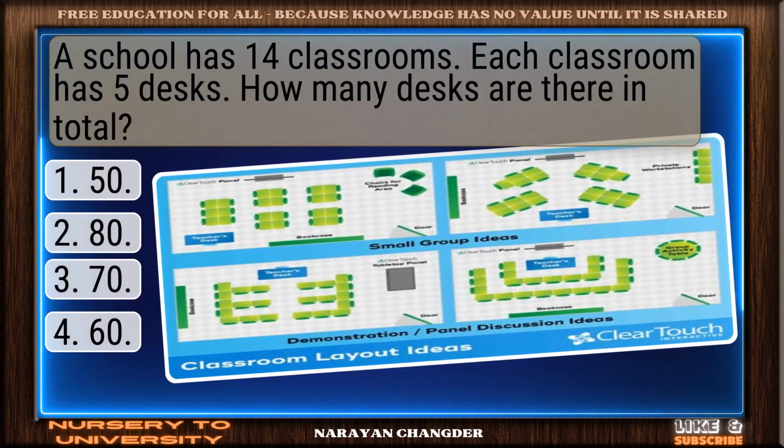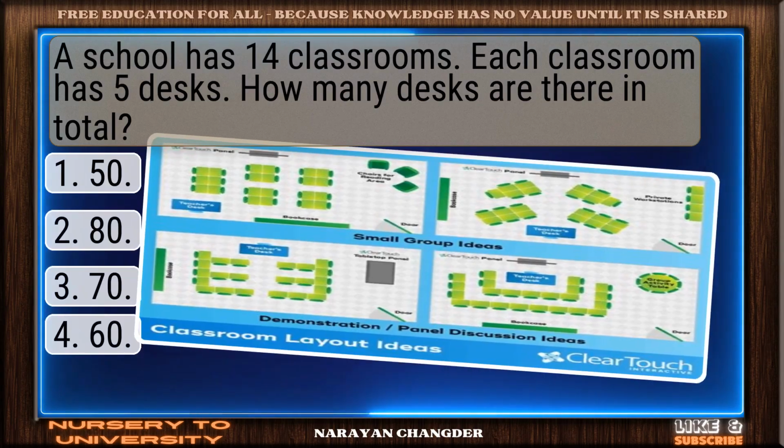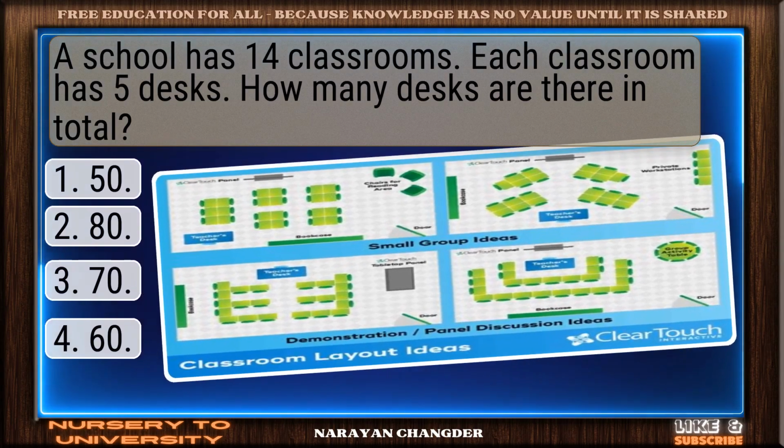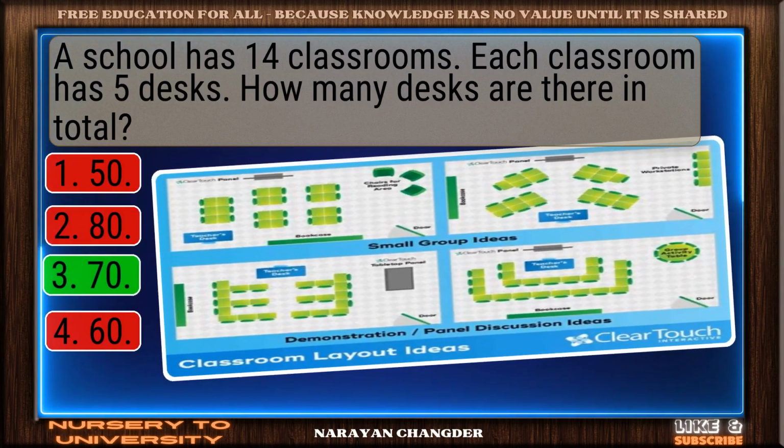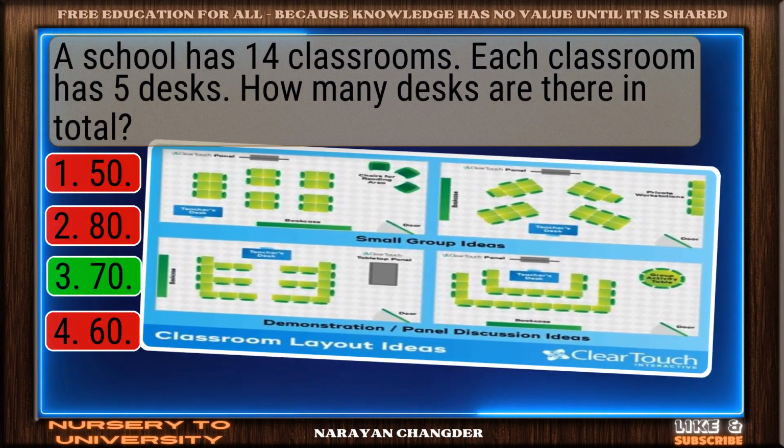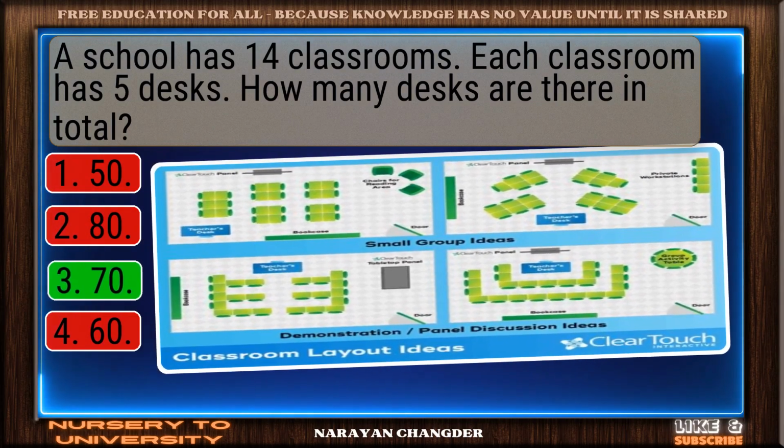A school has 14 classrooms. Each classroom has 5 desks. How many desks are there in total? Clear logic. Your choice 70 is sound and 100% true.